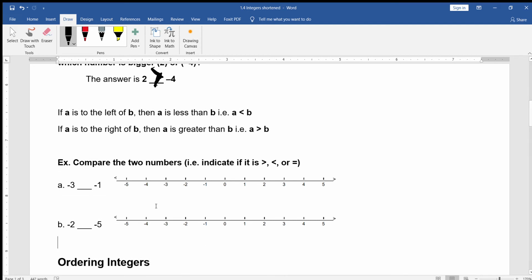Let's do a couple examples. We have -3 and -1. Here we're going to first of all plot the numbers. Here's -3 and here's -1. Since -3 is to the left of -1, that means -3 is less than -1. Now let's try another one. We have -5 right here, and -2 is right here. Is negative 2 greater than or less than negative 5? It's going to be greater than. Why? Because negative 2 is to the right of negative 5. That means it's greater than.